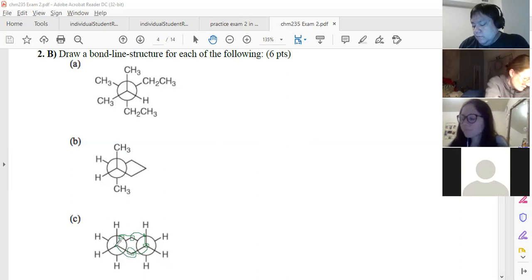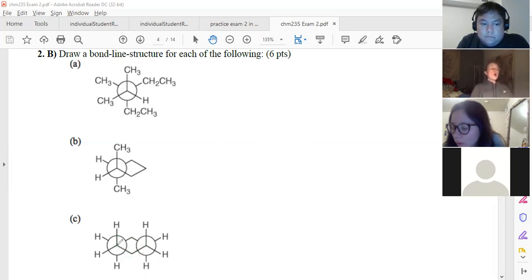Why didn't you count it when you started at the first carbon? Why didn't you count where it intersects with the ring? I mean, with the circle. Because that's not a different carbon.